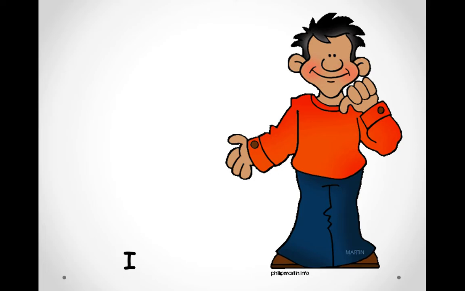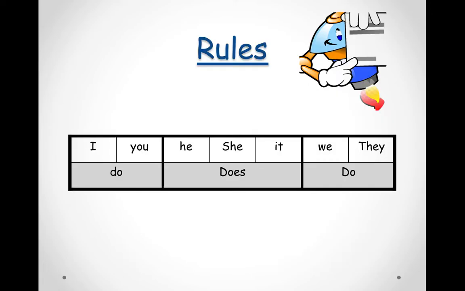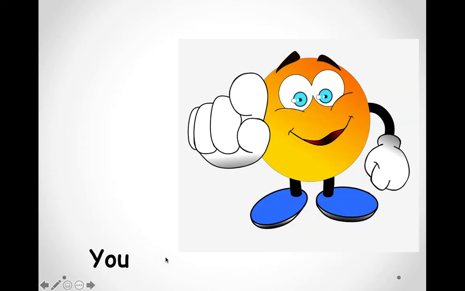For I, what will I use? Now you can always go back and look at the table. So I goes with do. So what am I going to write? Amazing! I do. Good job. Now you. What will you write? Will I write do or will I write does? Amazing! Good job. You do. So for the word you, I will have do.